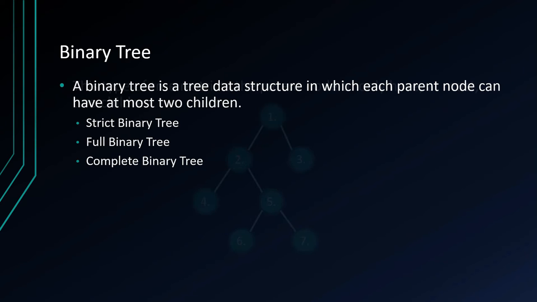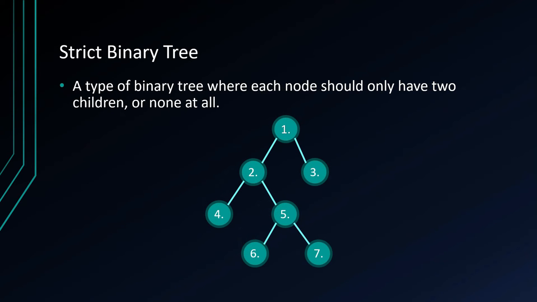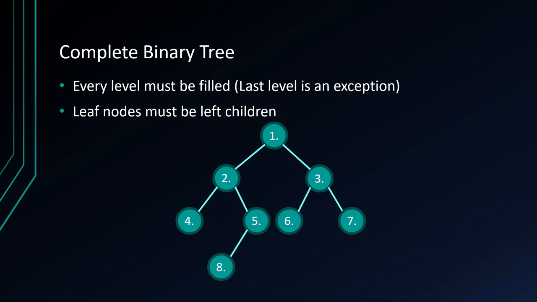Now, this type of tree also has different subtypes. We have a strict binary tree, where each node should only have 2 or no children at all. Next, we have a full binary tree, where each node has exactly 2 children and all leaf nodes are of the same level. Next is a complete binary tree. This doesn't mean that this tree must be a full binary tree, as complete binary trees must have all levels, with the last level as an exception, be filled, and that most of the nodes should lean to the left.